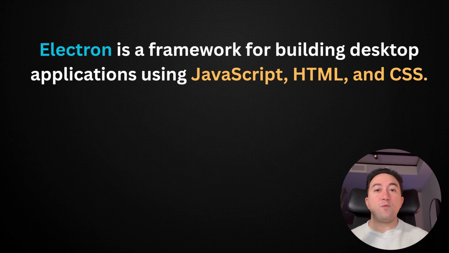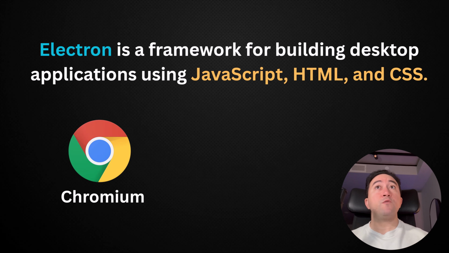Alright, so let's start with understanding what exactly is Electron. Electron is a framework for building desktop applications using HTML, JavaScript, and CSS. It uses Chromium, which is an open source browser that's used by Google Chrome. And for the system-related APIs, it uses Node.js.